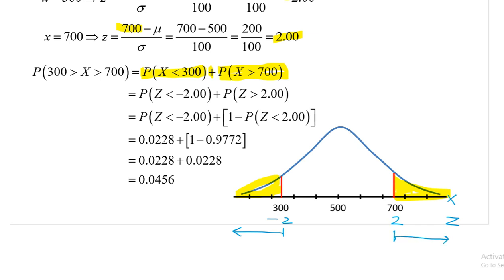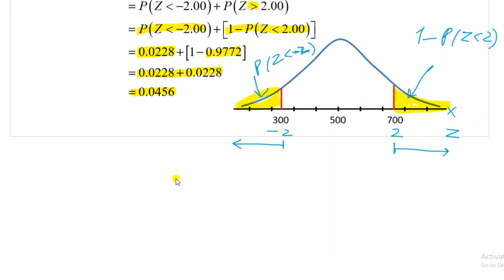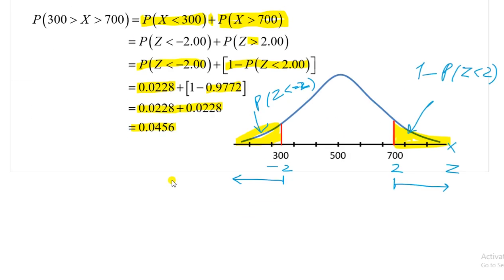So how will you find the area to the right of 2? I will subtract the area to the left of 2 from 1, and here I will get it directly. I don't have to subtract because left side area is directly given in the table. So we will take this directly, but the greater area will be 1 minus area to the left. Now if you look at the tables, this is the area at -2 and this is the area at +2. Now we have to add these two areas. It is 0.0456.